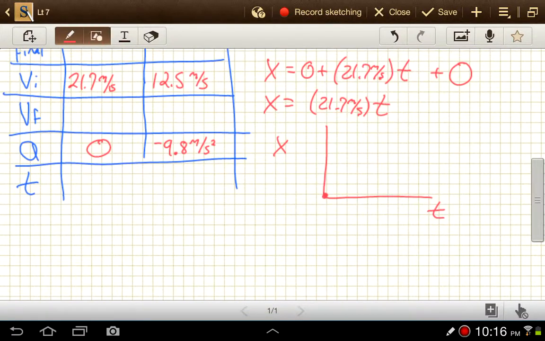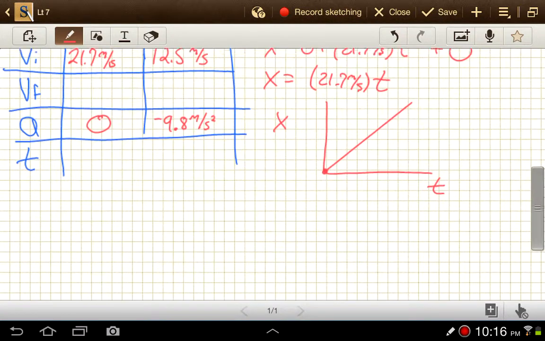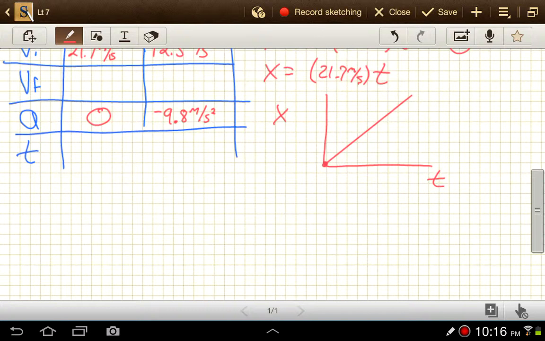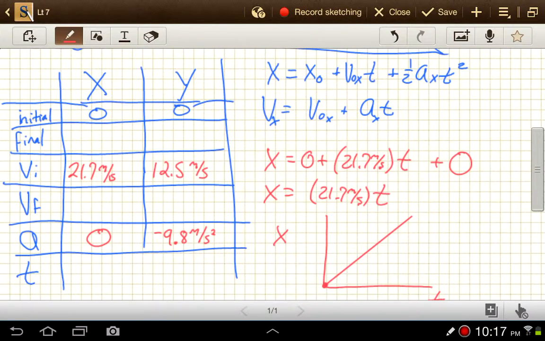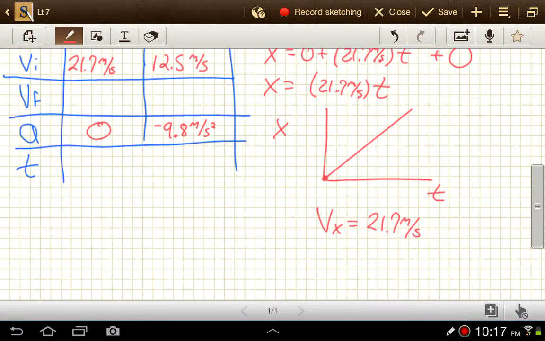And then from there on out, it's going to be a line that's got a positive slope, and a slope of 21.7 in this case. So a linear graph for position versus time there. How about the velocity versus time? We'll do the x direction still. So the velocity in the x direction is going to be the starting velocity in the x direction, 21.7 meters per second, plus acceleration in the x times time, but acceleration in the x is just 0. So that's plus 0, and velocity in the x is just 21.7 meters per second.